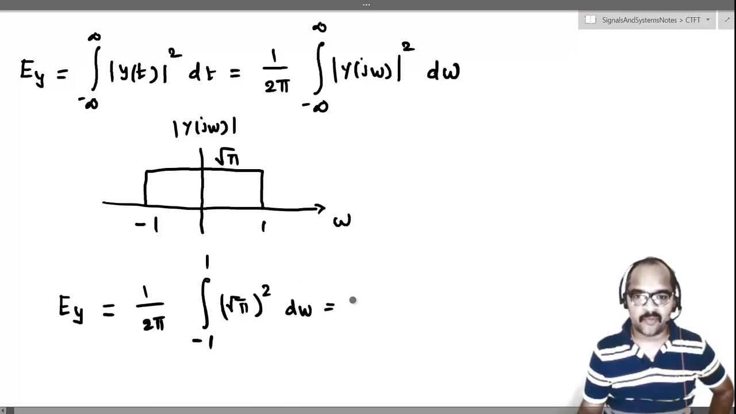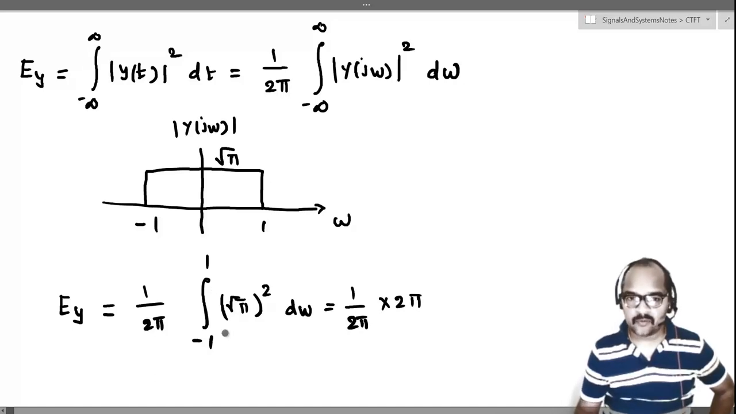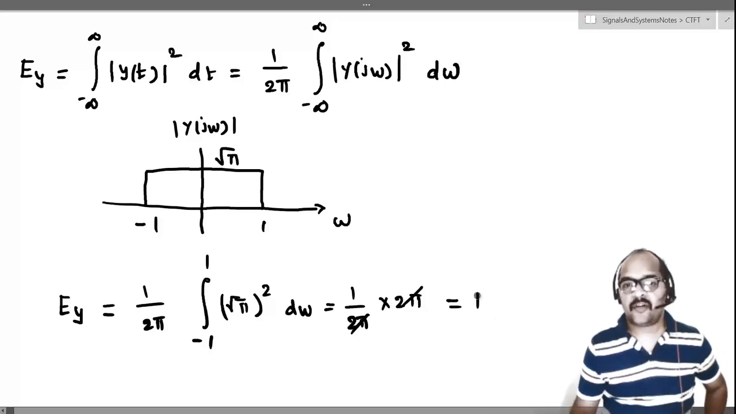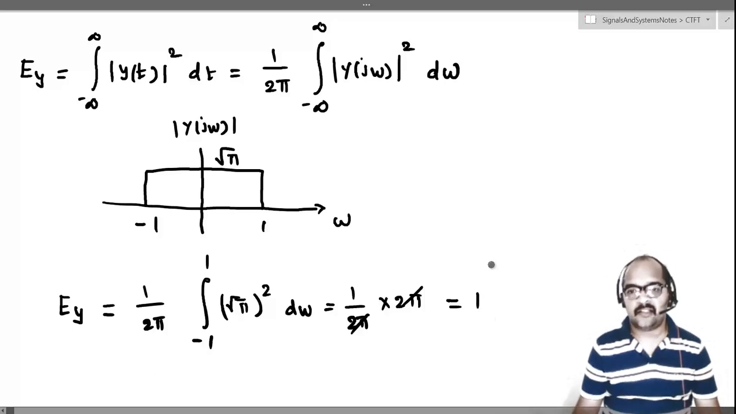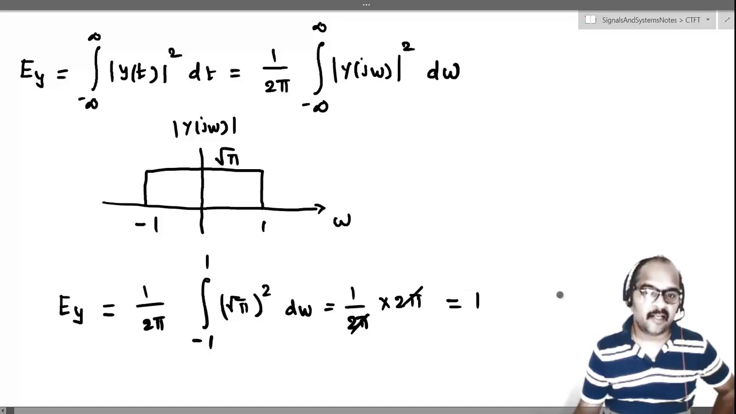So this should be equal to 1 by 2 pi multiplied with 2 pi, right? So this fellow will become pi. 1 minus of -1 is 2, so this will get cancelled, and finally we get 1 as the answer. In that way we can evaluate the energy of the signals with the help of Parseval's relation. Now what is the second question here?